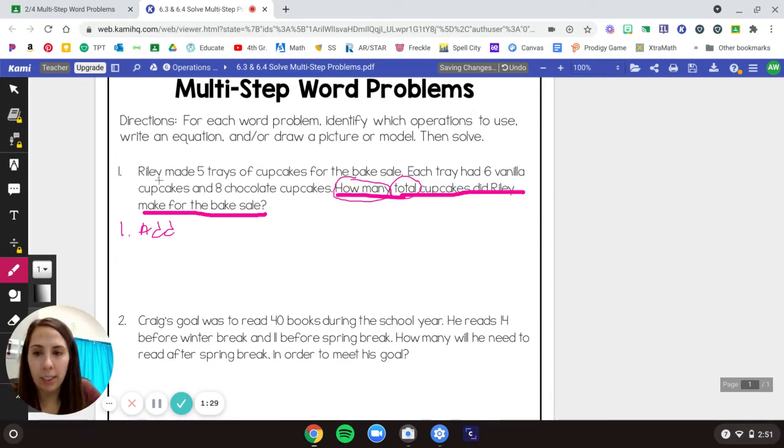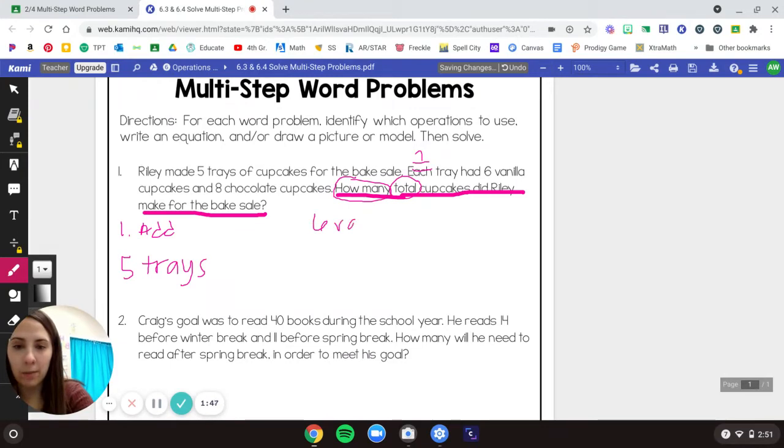We know Riley made 5 trays. All right. So we know we have 5 trays. Okay, then we know that each tray, another word for each, right, would be 1. 1 tray has 6 vanilla and 8 chocolate. So we know 1 tray has 6 vanilla and 8 chocolate.